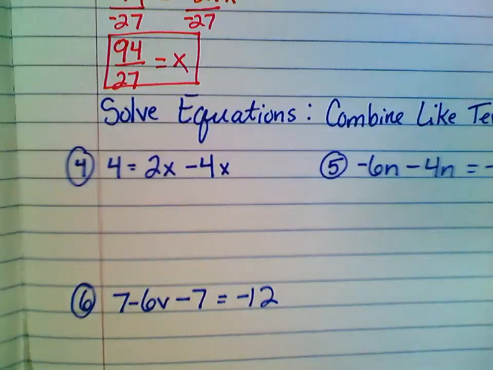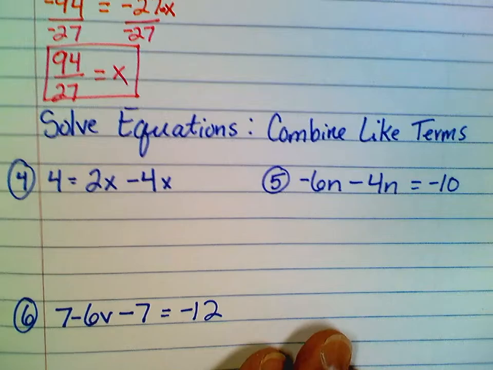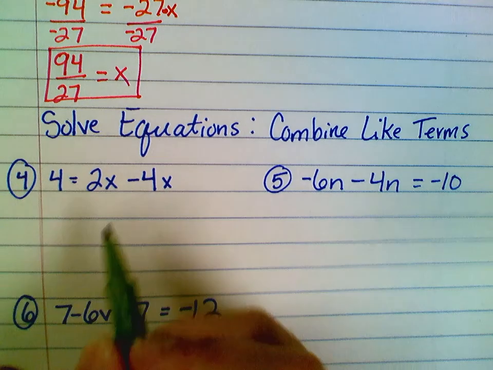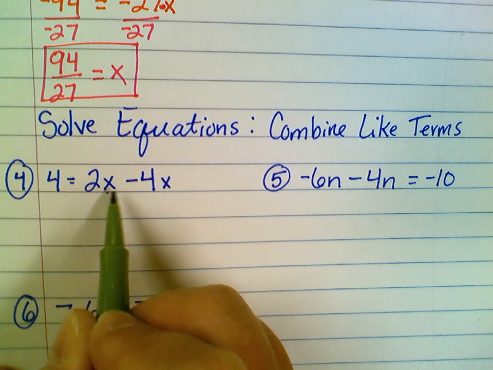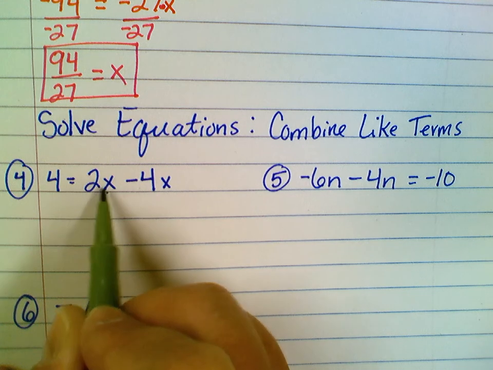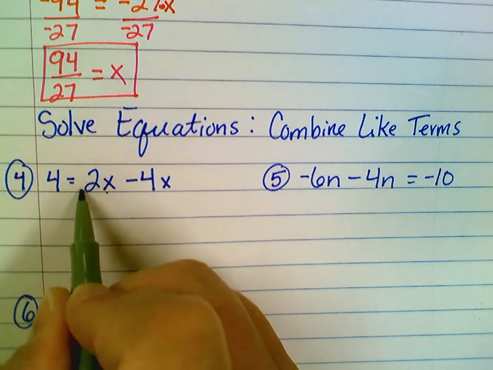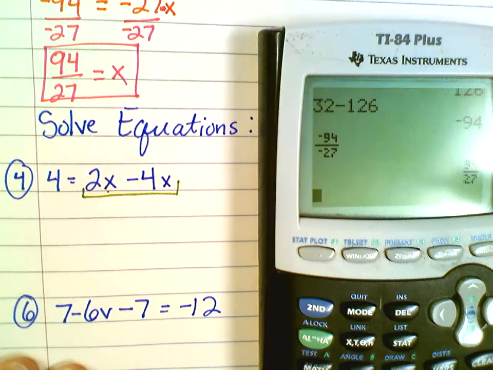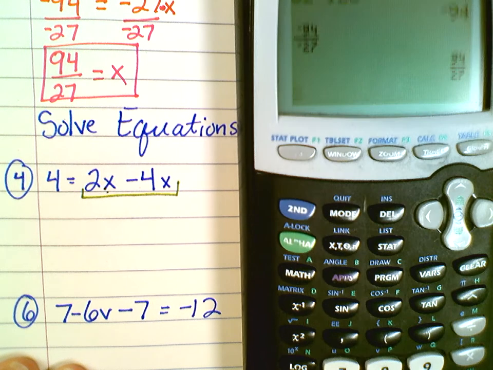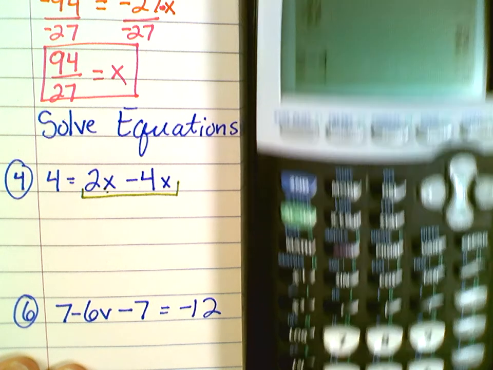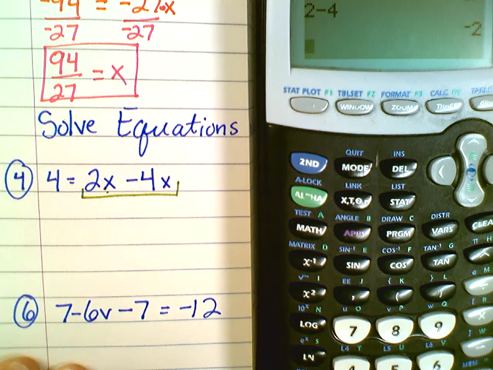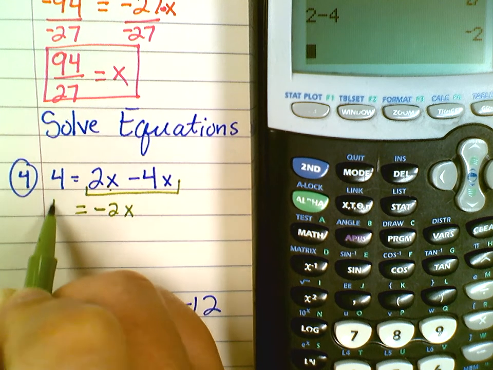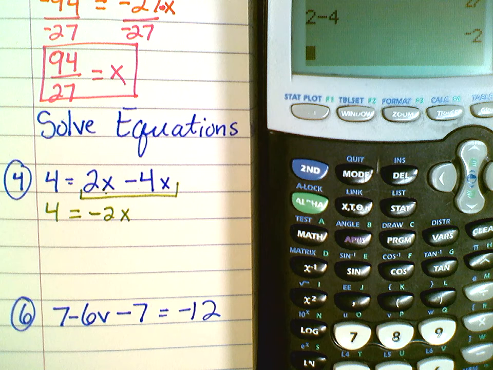So the next thing we're going to talk about is if we have like terms. So again, hopefully you remember from a previous lesson how to find a like term. This term has an x and this term has an x. So these are like terms. I have 2 here and minus 4 here. So 2x minus 4x gives me a negative 2. So this is a negative 2x, and then I bring down the equals 4.